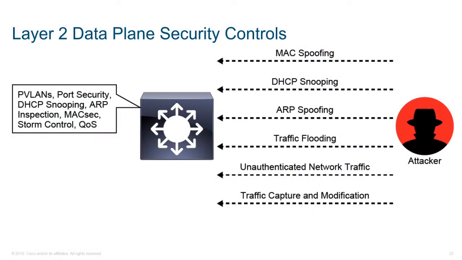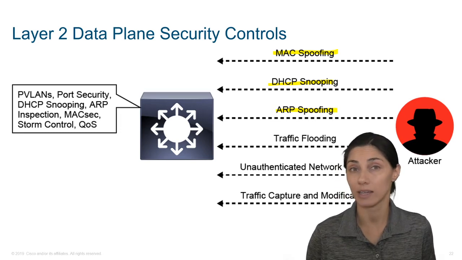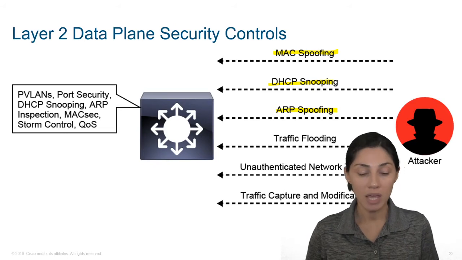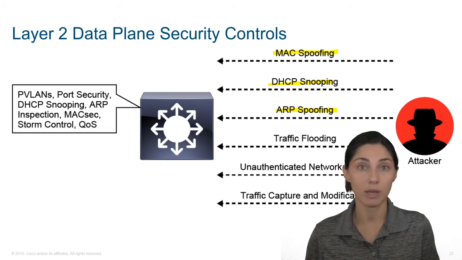In this topic, we are looking at Layer 2 and Layer 3 data plane security controls. In this particular section, we look at some of the different types of attacks like MAC spoofing, DHCP snooping, and ARP spoofing. All of these are examples of Layer 2 attacks that could happen in our traditional network. Now, there are lots of different things that we can implement.